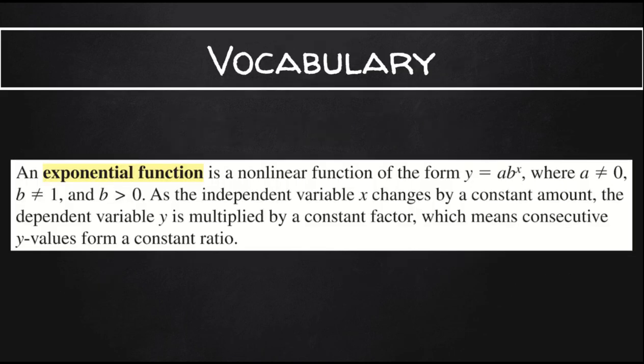A little quick vocabulary. An exponential function is going to take the basic form y equals a times b to the x, where a can't be equal to 0 because that would make the whole thing 0, right? And b cannot be equal to 1. Okay, because 1 raised to any power is just going to be 1. So it has to be y equals a times b to the x, where x is actually our variable here.